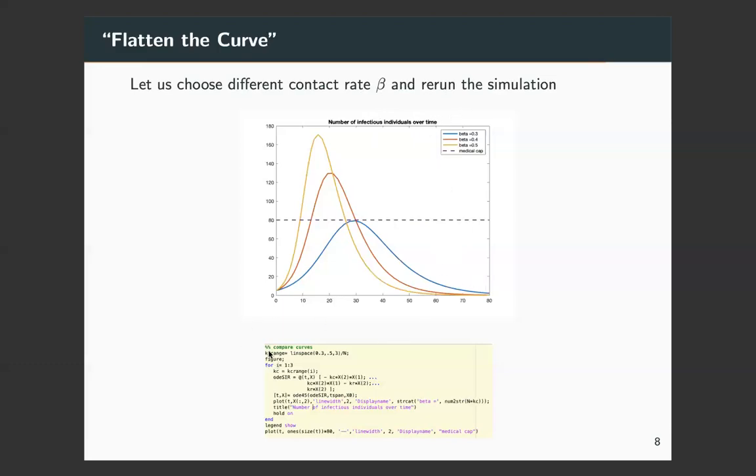Again, below there is code that you can modify and play with different rates, beta, to produce different curves.